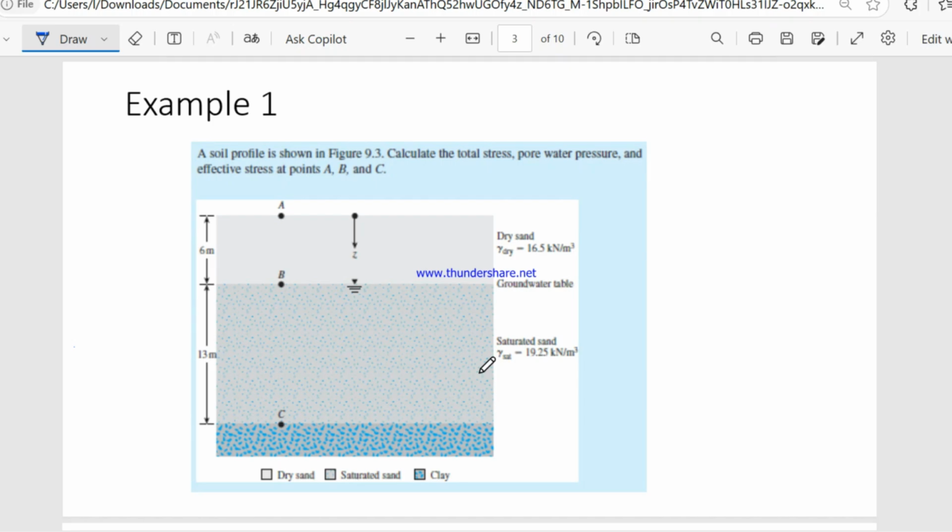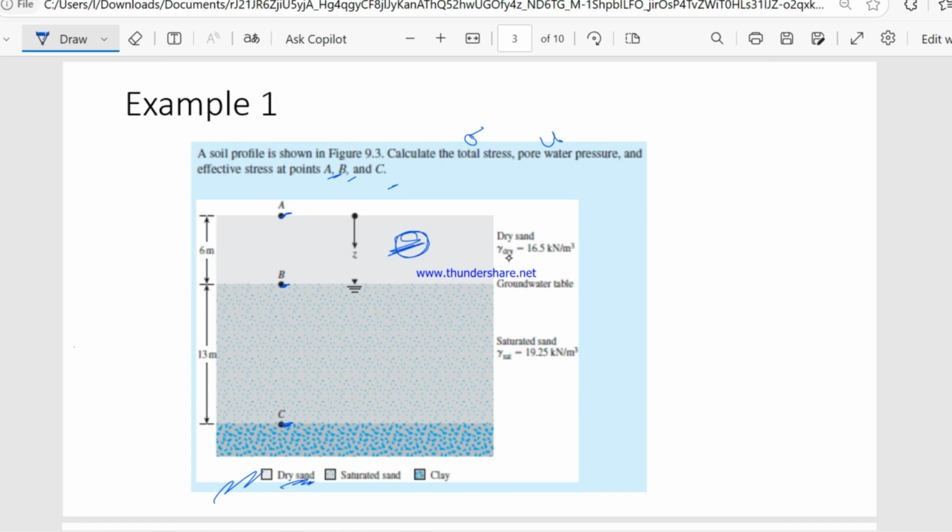Now I'm going to solve this example 1, and the question is, a soil profile is shown in figure 9.3. Calculate the total stress, which is sigma, the pore water pressure, which is U, and the effective stress at points A, B, and C. This is point A, this is point B, and this is point C. This zone is dry sand.